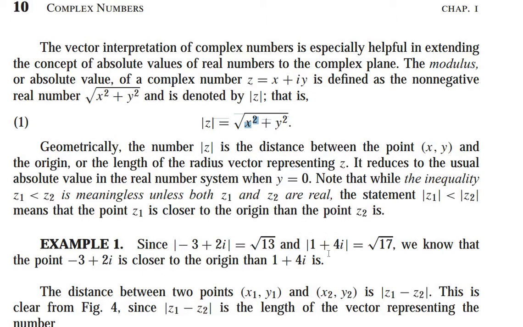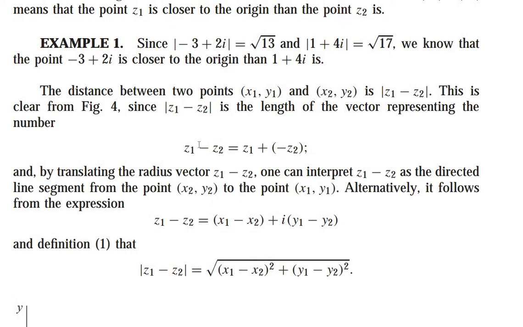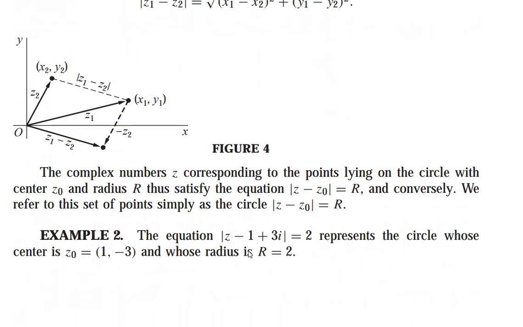In the same manner we want to take the modulus of the number 1 plus 4 iota. We use the same formula. 1 squared is 1, and 4 squared is 16, and adding both of them and taking the square root, we get the square root of 17. Now we discuss some basic properties of complex numbers and modulus. If we write z1 minus z2, we can also put this in this form.